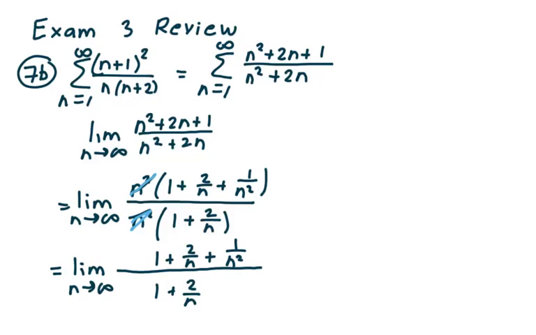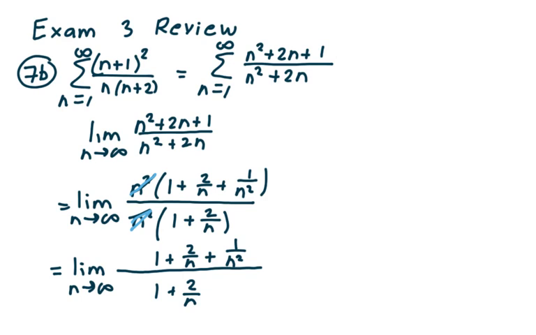This is a video from the Exam 3 review, and we're going to look at problem 7b. Suppose we have the summation from n equal 1 to infinity of (n plus 1) squared divided by n times (n plus 2). So this is equal to the summation from n equal 1 to infinity of n squared plus 2n plus 1 divided by n squared plus 2n.